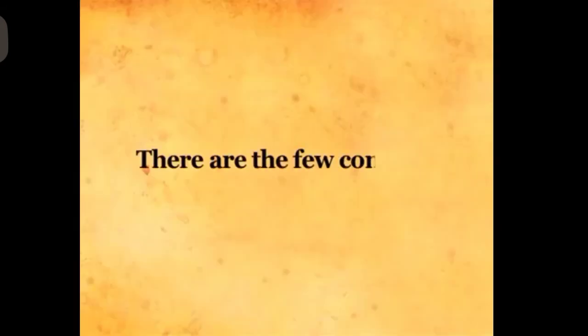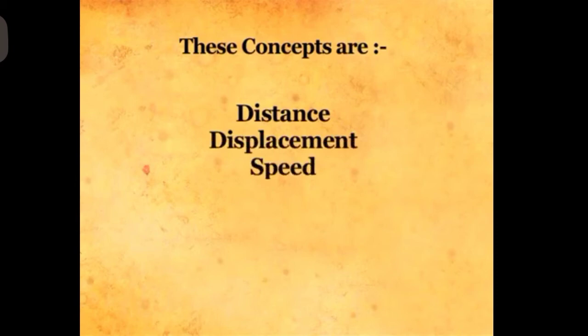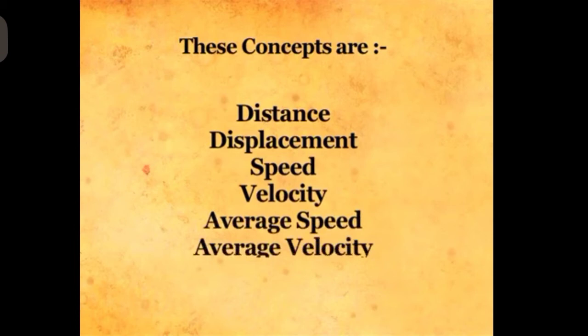You can see one example of a train moving along the platform, because generally platforms are in a straight line. So, the motion of the train at the platform is a straight line, and there are a few concepts related to the motion, or to describe the motion. These concepts are distance, displacement, speed, velocity, average speed, average velocity, and acceleration.